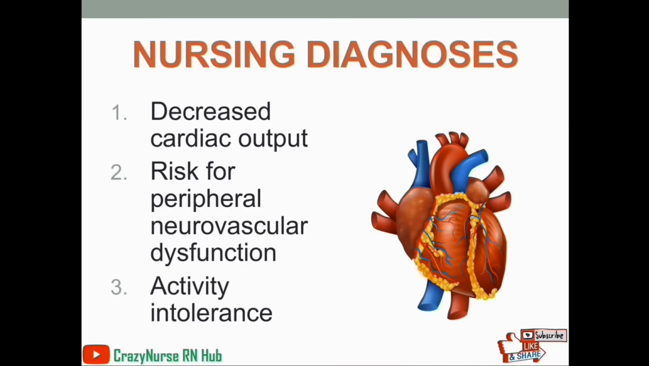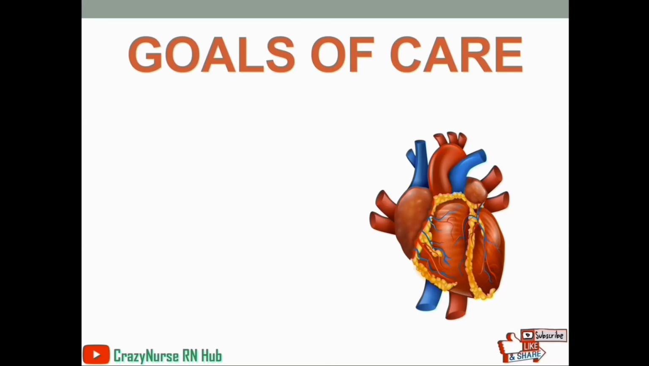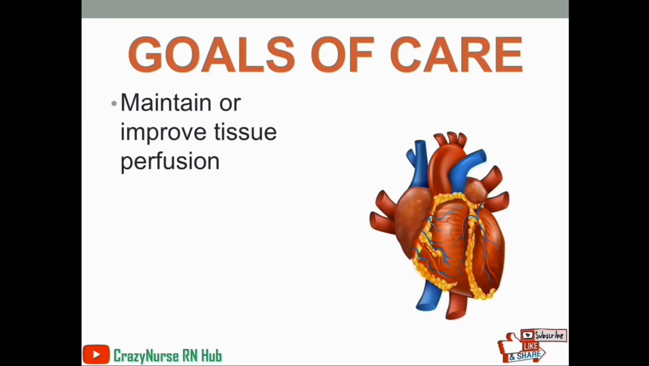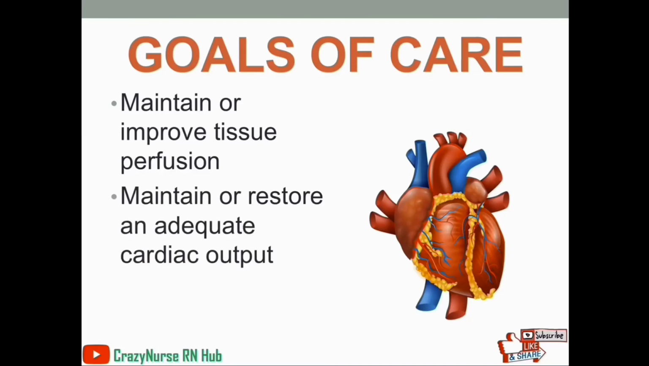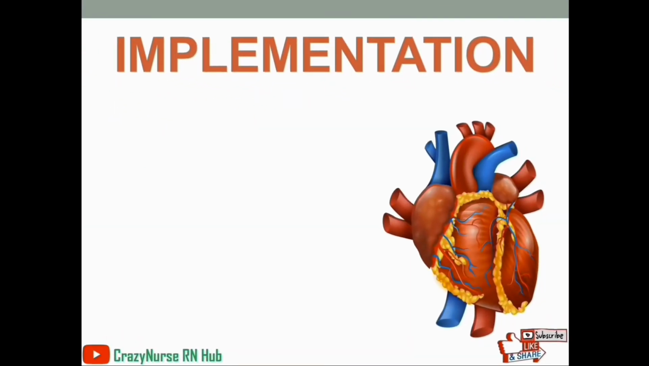And lastly, we have activity intolerance due to insufficient physiological or psychological energy to endure or complete required or desired daily activities. Now let's proceed to the goals of care. When planning care, the nurse identifies nursing interventions that will assist the client to achieve these broad goals. First, we have here to maintain or improve tissue perfusion and maintain or restore an adequate cardiac output. Now let's proceed to implementation.